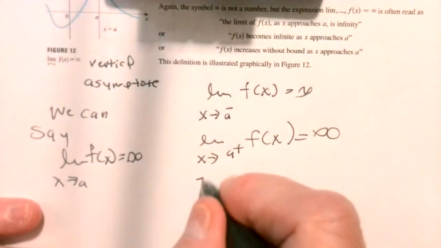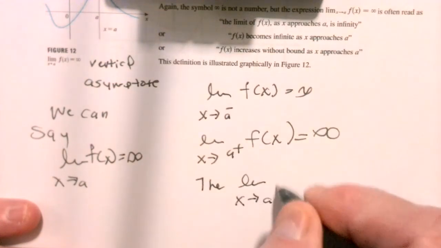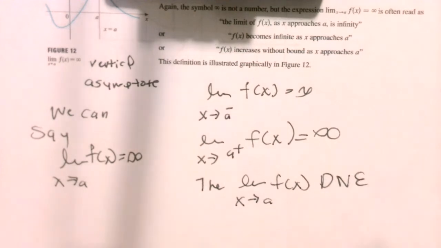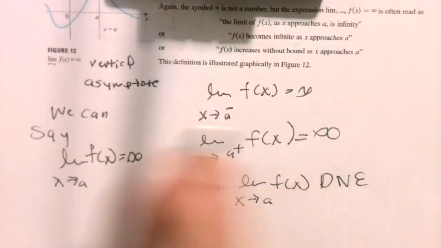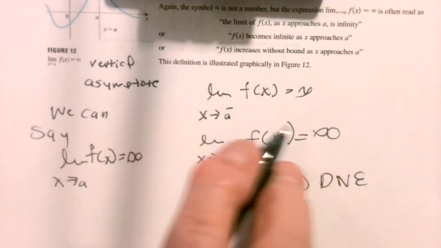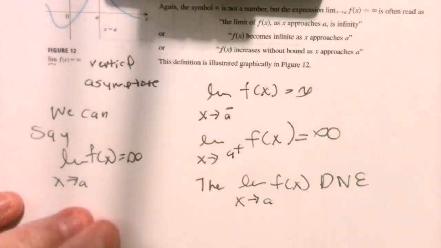But just remember that the limit as x approaches a does not exist because we're not going towards a number, we're going towards infinity. We can say this, and we do say this, but remember, unless that is going towards a number, then the limit really doesn't exist. See what else we got here.